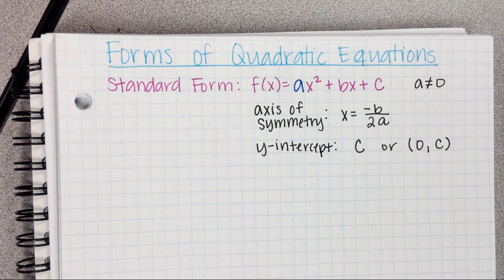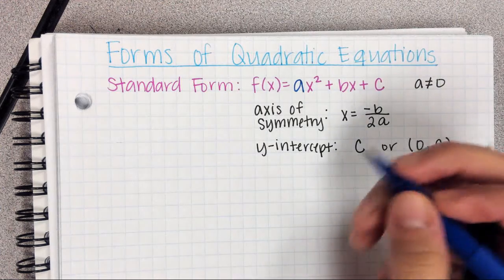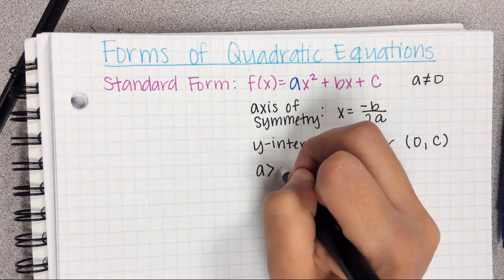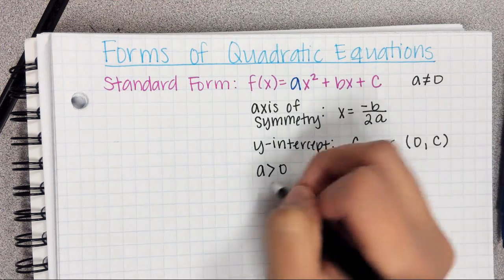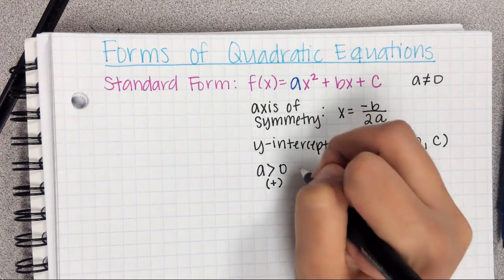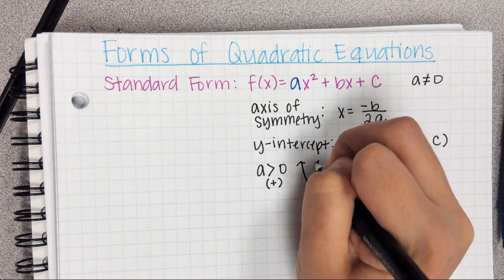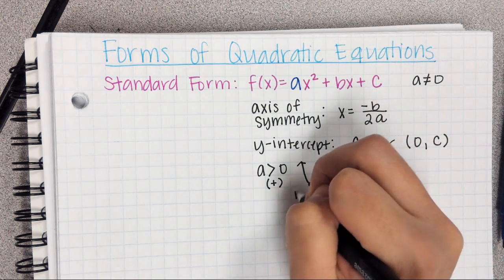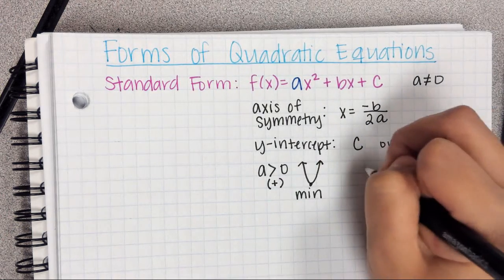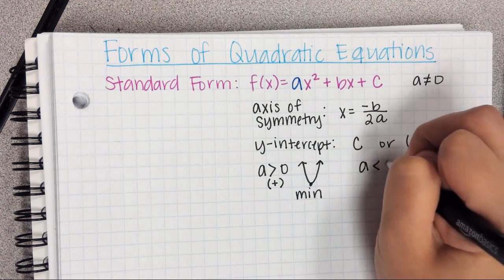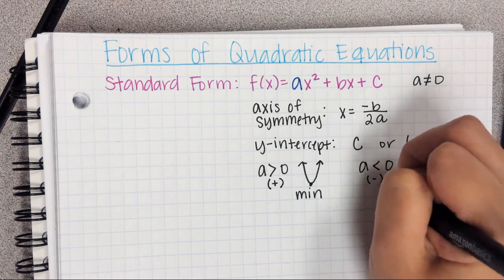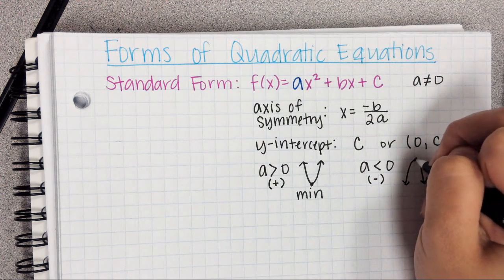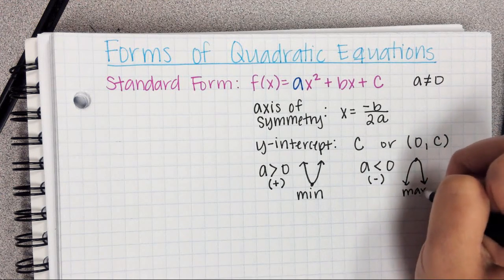And then a few more things to note. If a is greater than 0, so that means positive numbers, your parabola opens upward, so it has a minimum. If a is less than 0, so that means negative numbers, your parabola opens downward, so it has a maximum.